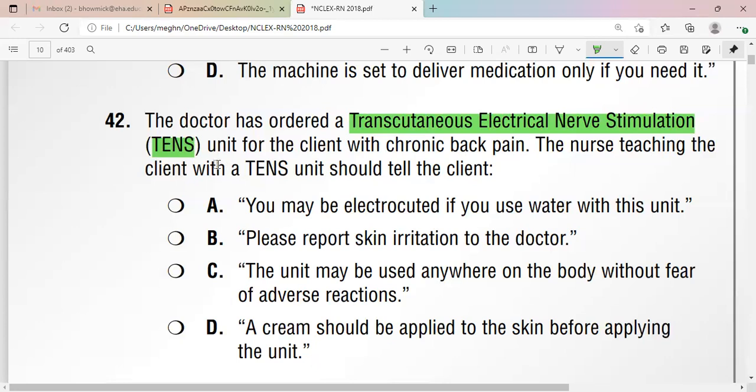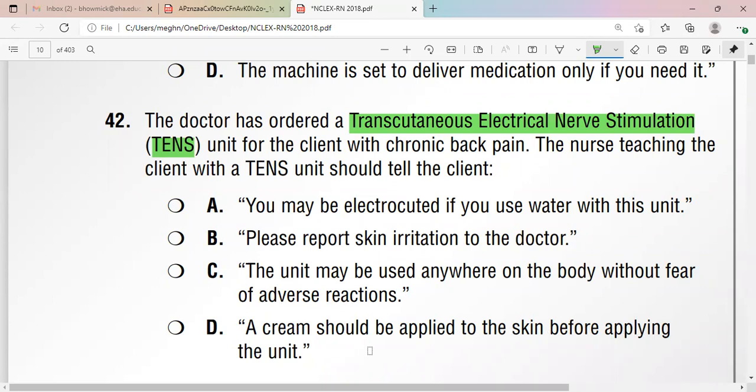The nurse teaching the client with a TENS unit should tell the client: A, you may be electrocuted if you use water with this unit. Number B, please report the skin irritations to the doctor. Number C, the unit may be used anywhere on the body without fear of adverse reactions. D, a cream should be applied to the skin before applying the unit.